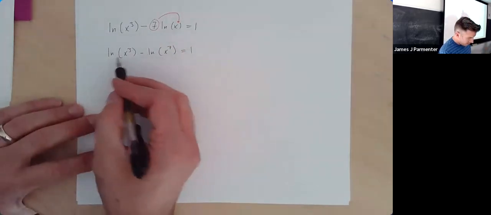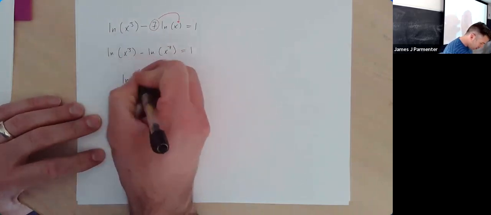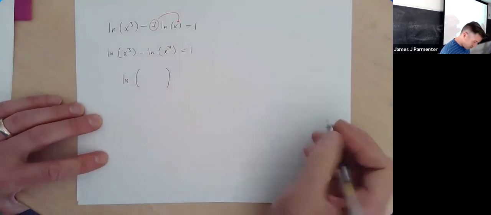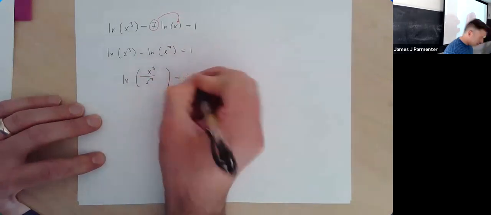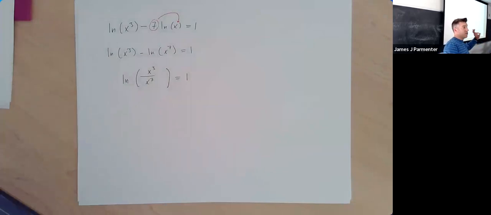Now, when I have a logarithm minus another logarithm, I can combine that into 1 logarithm, natural log of what? Exactly. You all know what to say. Divide x to the 3rd divided by x to the 7. I want to point out it's not natural log of x cubed over natural log of x to the 7. It is the natural log of the quantity x cubed divided by x to the 7.